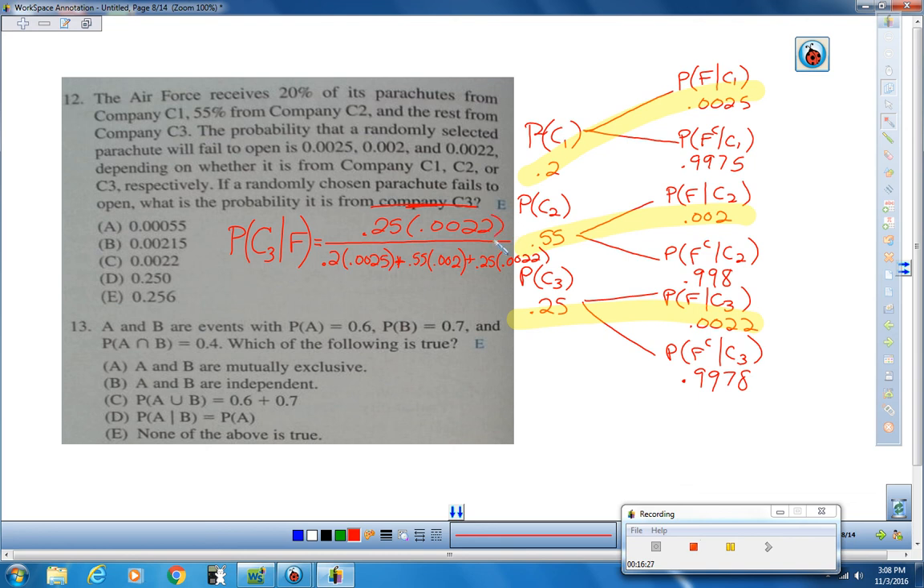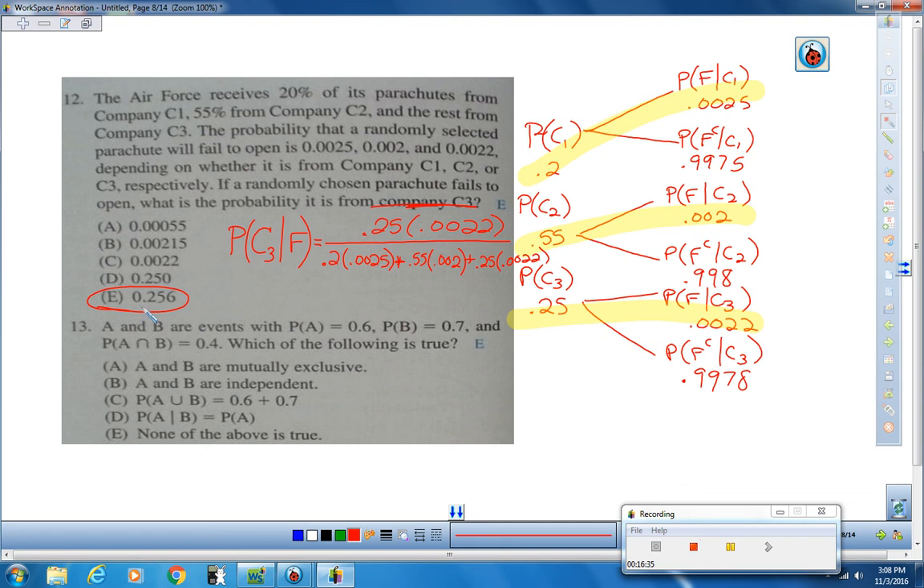Okay? And you can plug this in your calculator. You plug it in your calculator, you should get E, 0.256. I recommend you do the numerator first, write down that value, then do the denominator, write down that value, and then do your division, and that should work. Just don't round off too much, because if you round off too much, you might get round-off error, and you might get D when you should have gotten E.